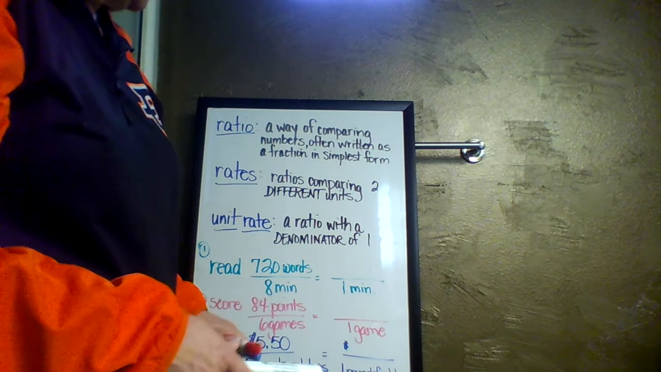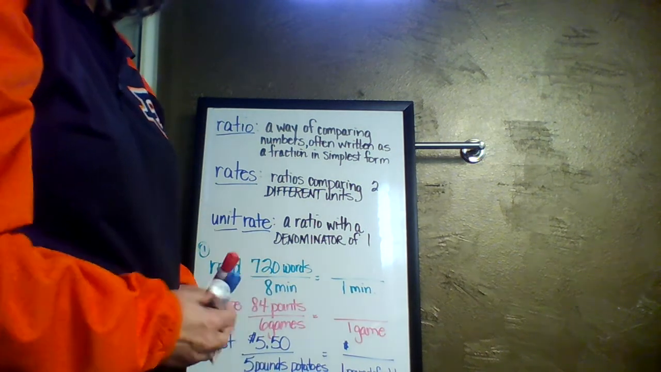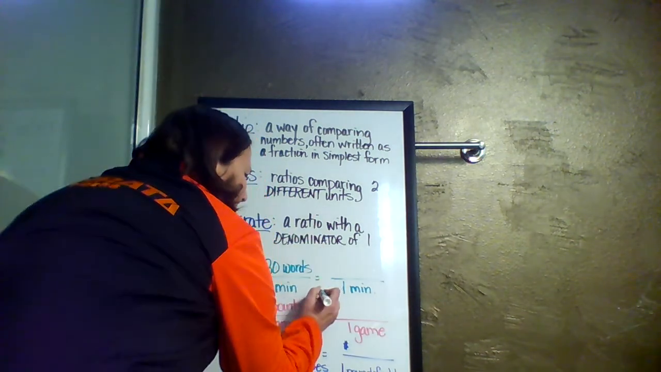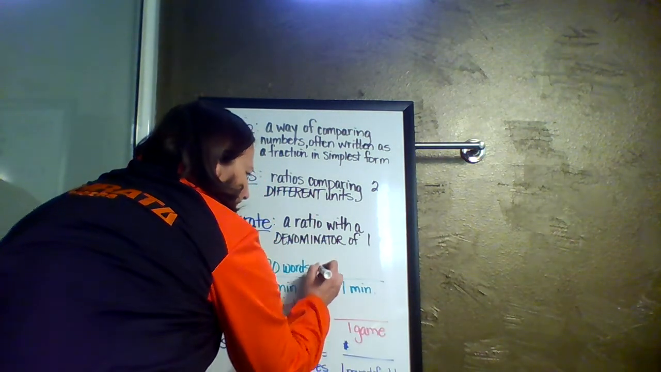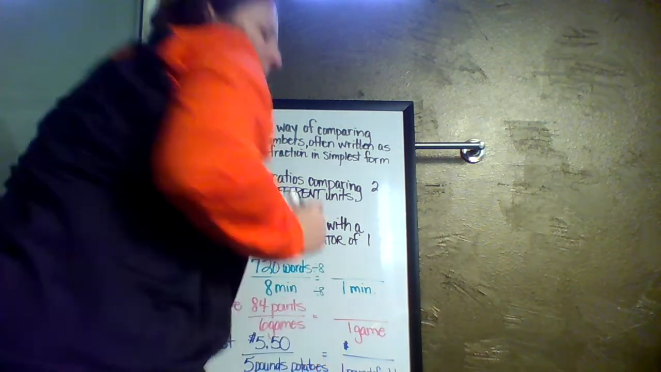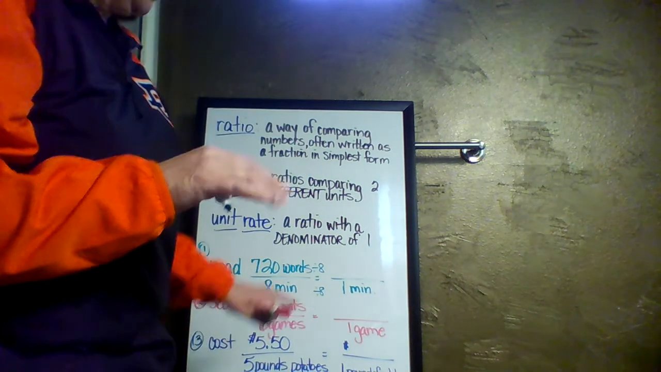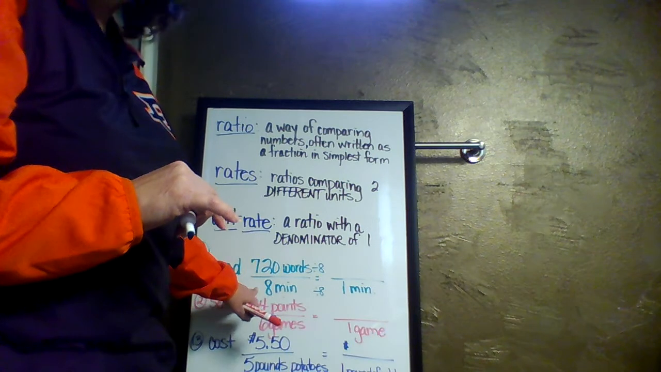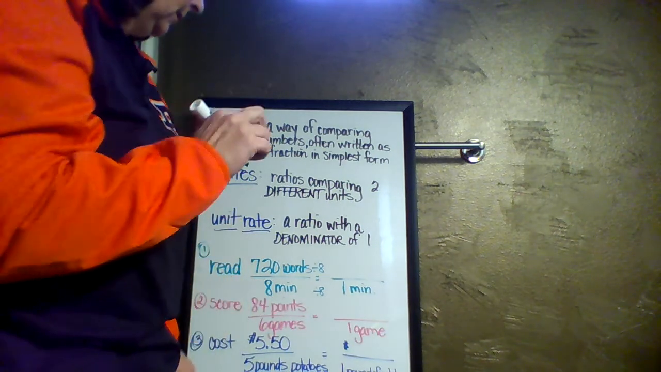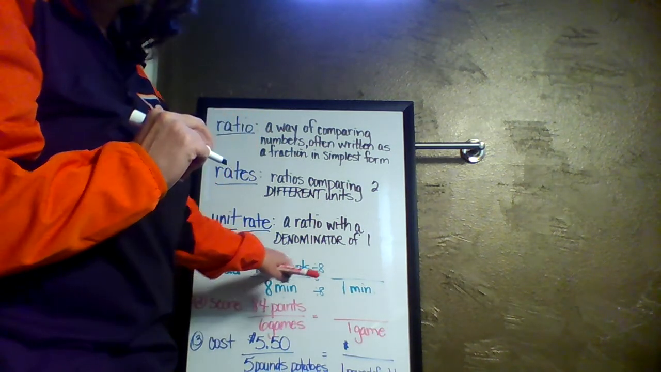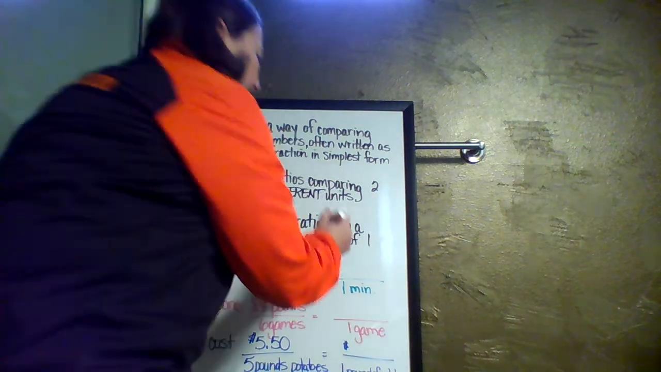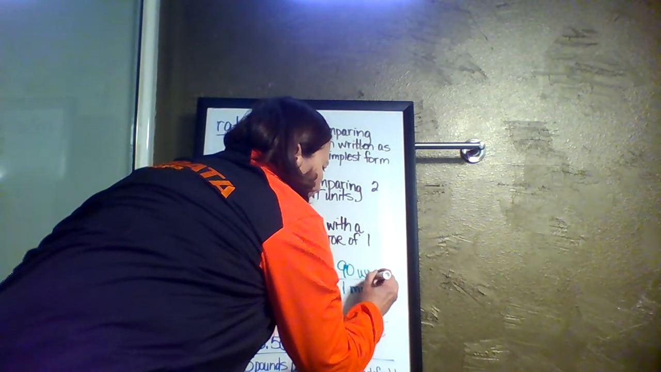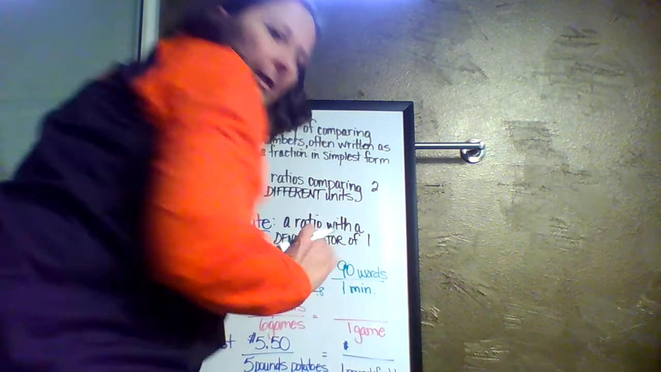The way that we do that is that we take the numerator and divide it by the denominator, which also means that we are dividing both the numerator and the denominator by the same value. So if I divide 720 words by 8, I get 90 words in 1 minute.